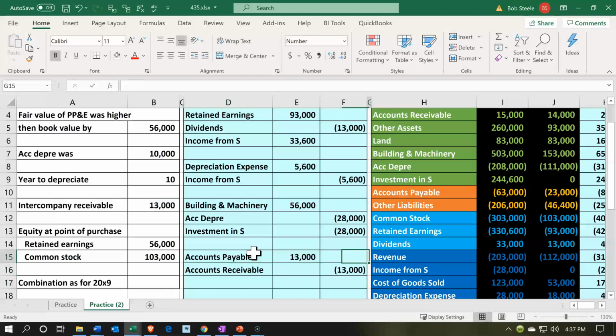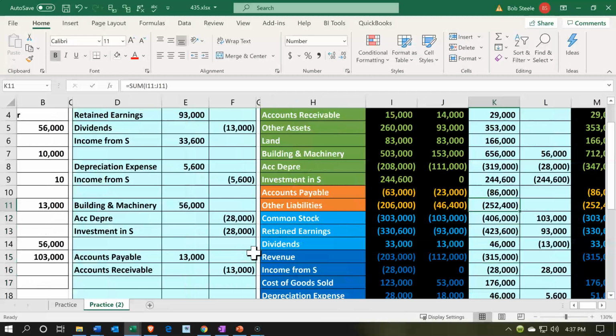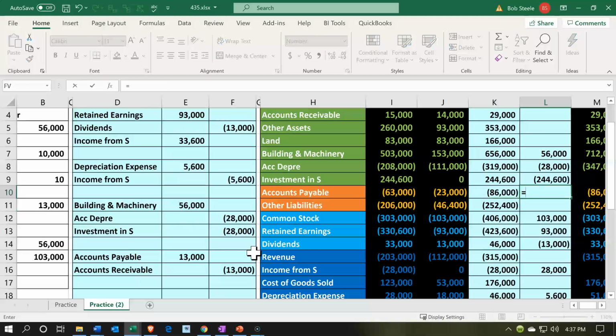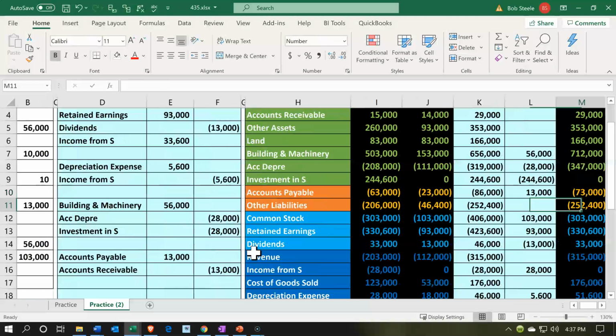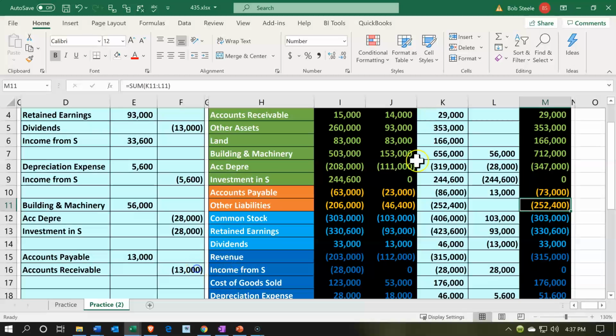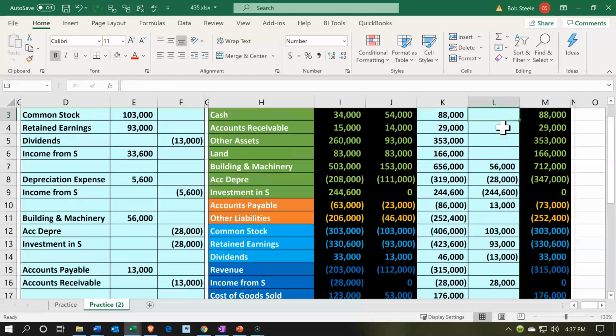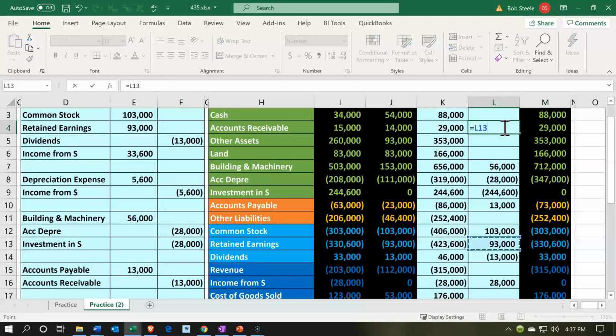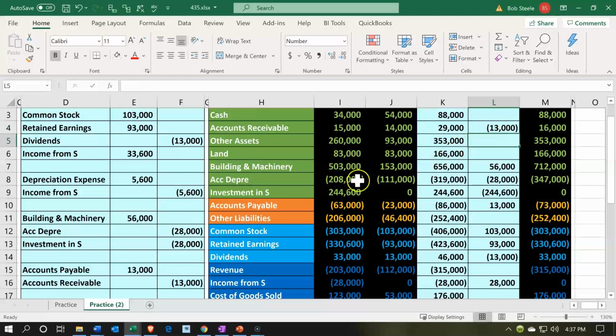So I'm going to go to the payable in our worksheet. Here we are in L10, equals, and we're going to pick up that 13,000. So we'll pick up that 13,000, enter. There we have that. Now let's go to the receivable side of things. Up top in the receivable, equals, scrolling down to the credit of the 13,000, decreasing the receivable. So there we have that.